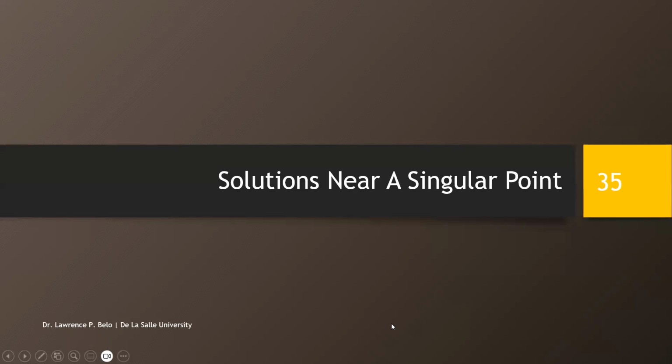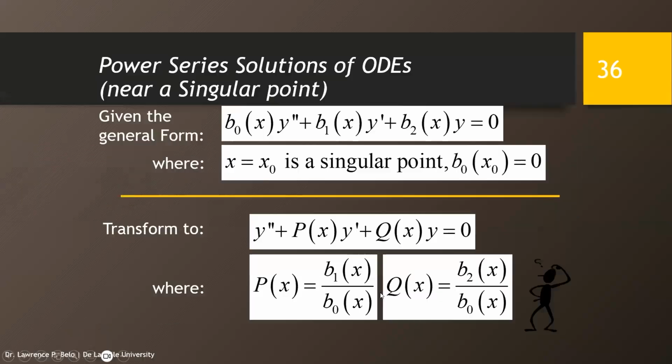So, solutions near a singular point. Earlier, I showed you solutions near an ordinary point. Now, what about the singular points? Given the form, this one I have to read again. I read this to you last time. x equals x sub 0 is a singular point when b sub 0 of x sub 0 is equal to 0.